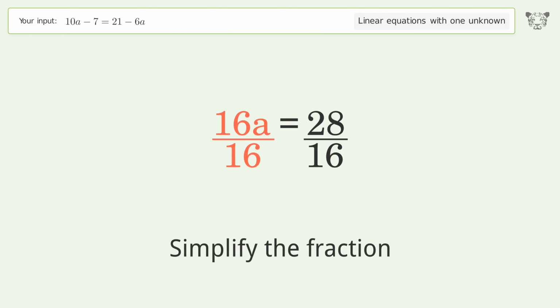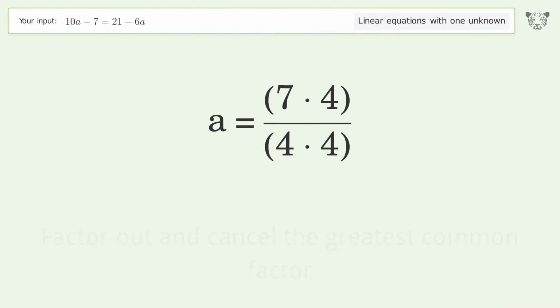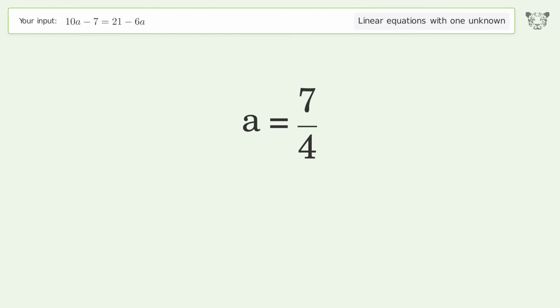Simplify the fraction. Find the greatest common factor of the numerator and denominator. Factor out and cancel the greatest common factor. And so the final result is a equals 7/4.